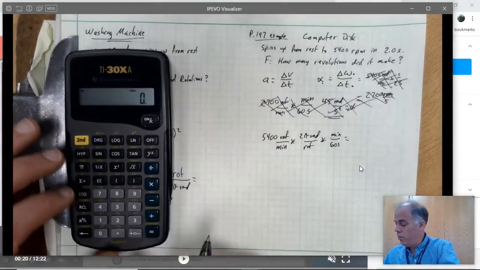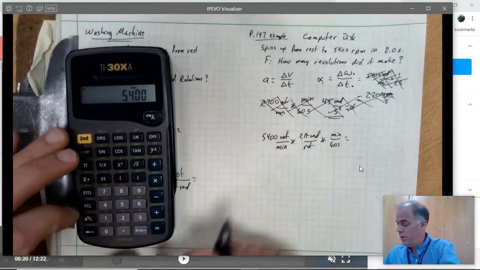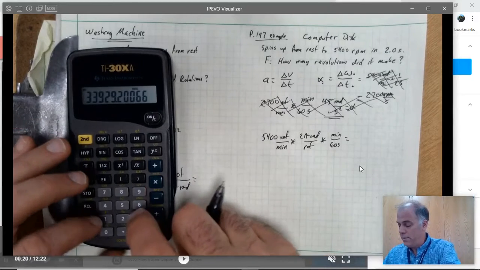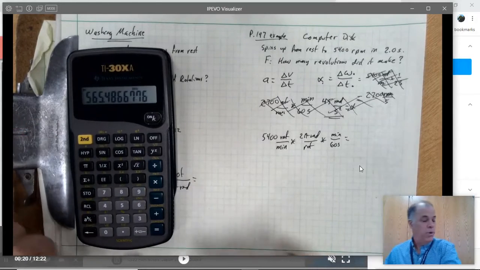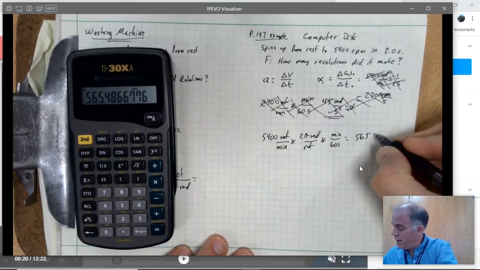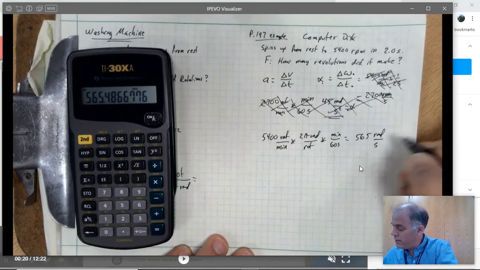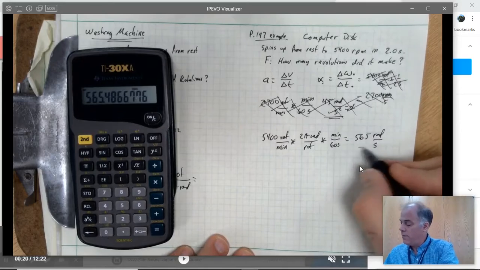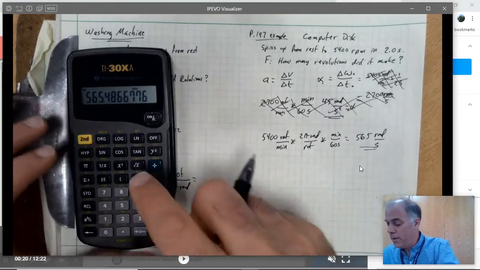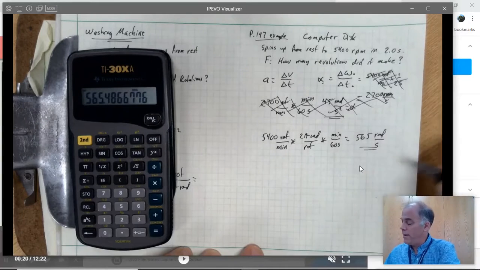And we wind up with 5,400 times 2 times pi divided by 60. And we wind up with 565 radians per second. That is the final rotational speed of this thing. Okay, so this is the final velocity.